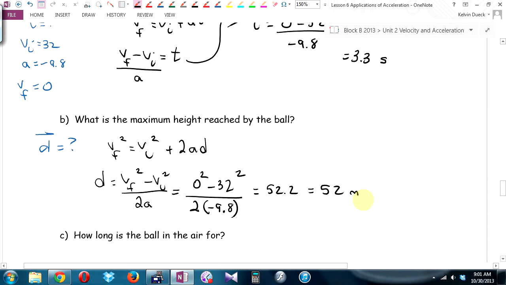Half a football field. That's a pretty good chuck, actually. Straight up? Yeah, that's actually not bad.